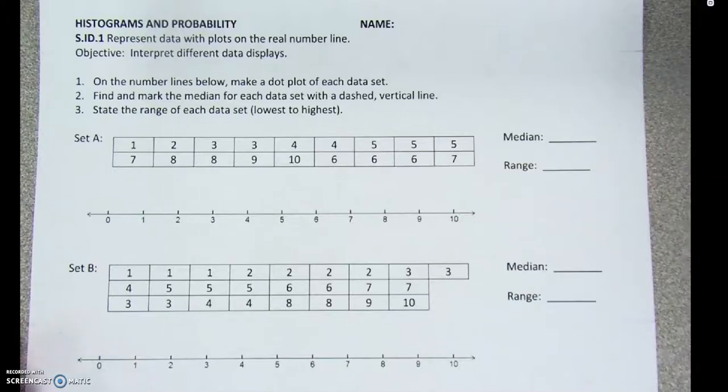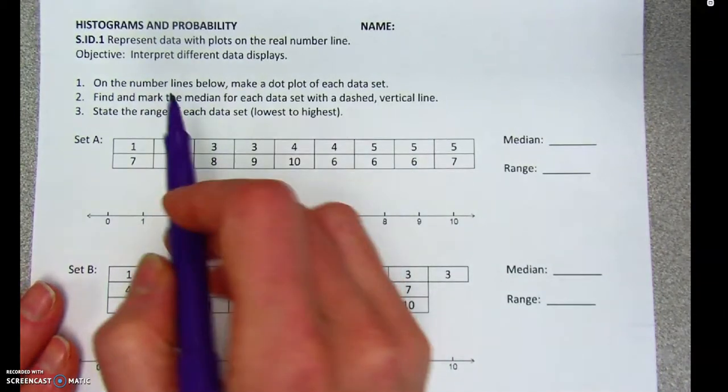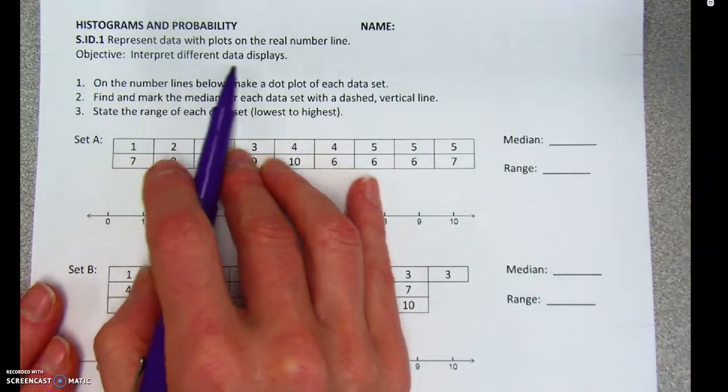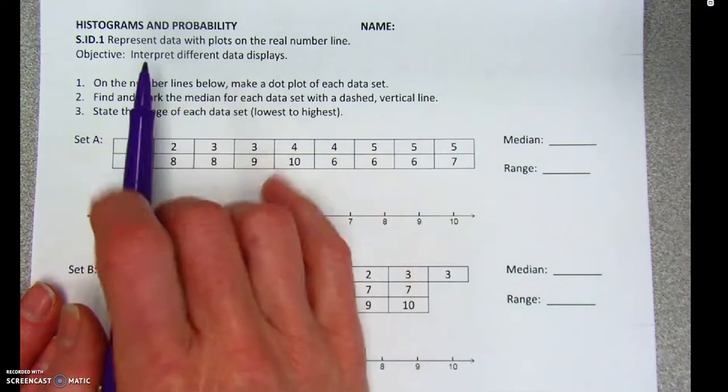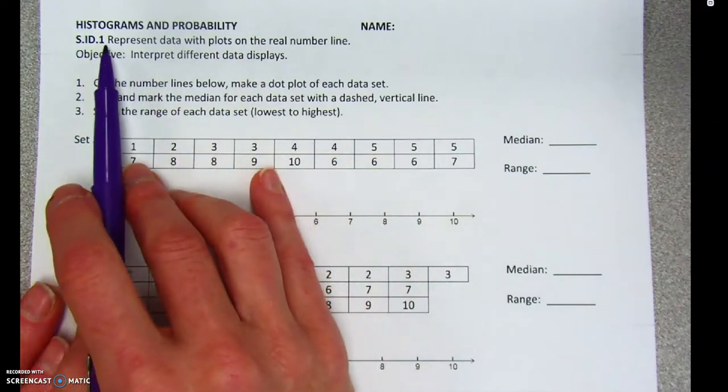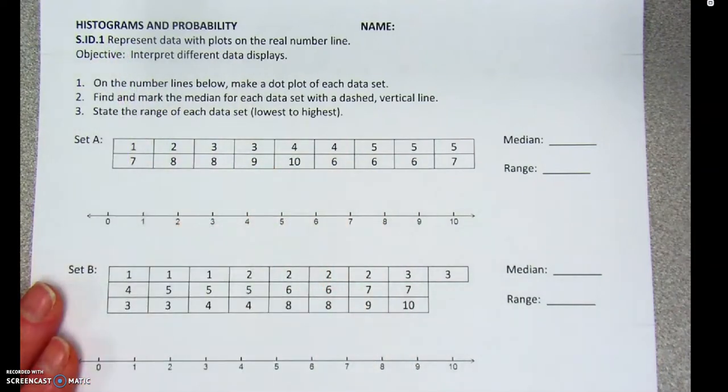Hello, thank you for watching this video on histograms and probability. The objective of this lesson is to interpret different data displays. And this goes along with the Michigan objective to represent data with plots on the real number line.